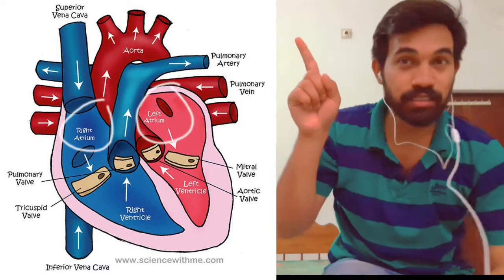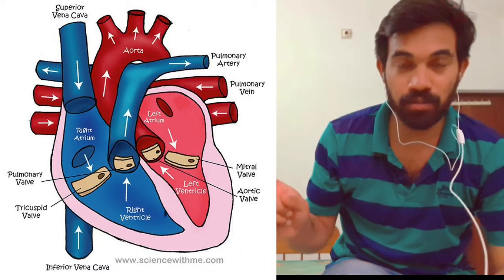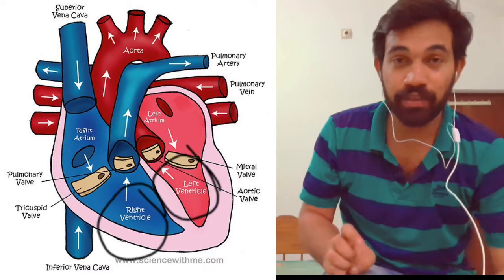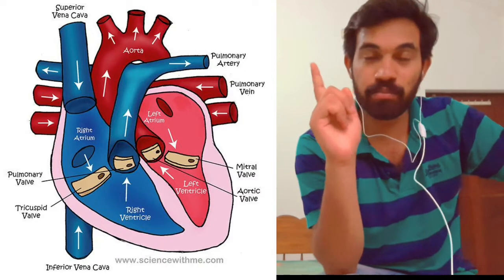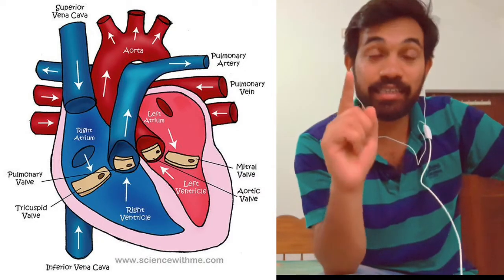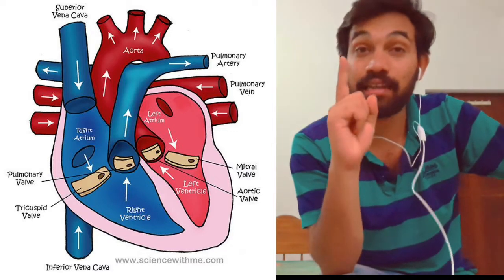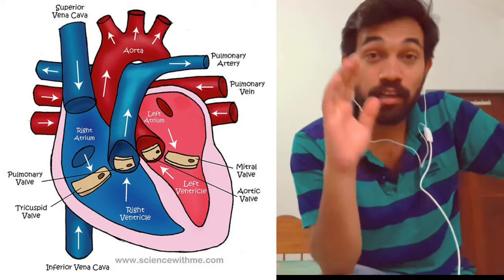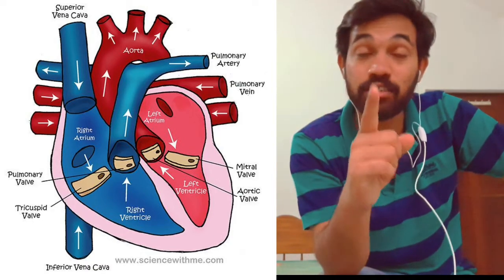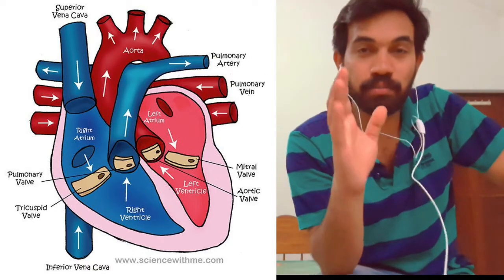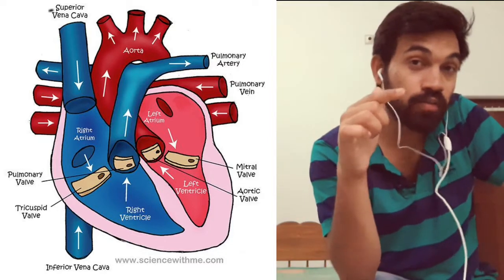The upper two chambers are called the atrium. The two chambers at the bottom are called the ventricles. The chambers at the right side deal with the deoxygenated blood, the blood that lacks oxygen. The chambers at the left side deal with the oxygenated blood, that is the blood rich in oxygen. Then comes the role of the vena cava.